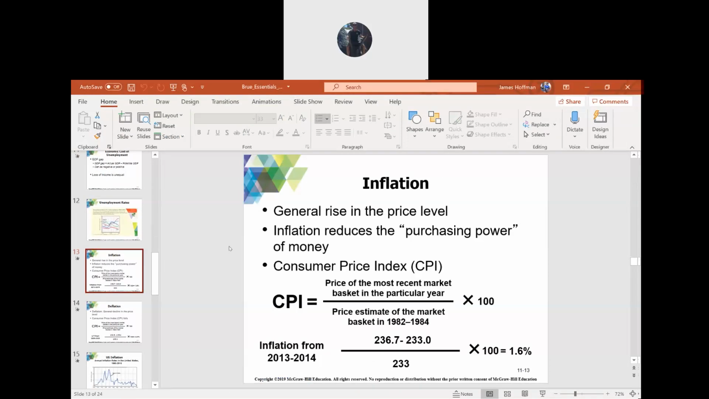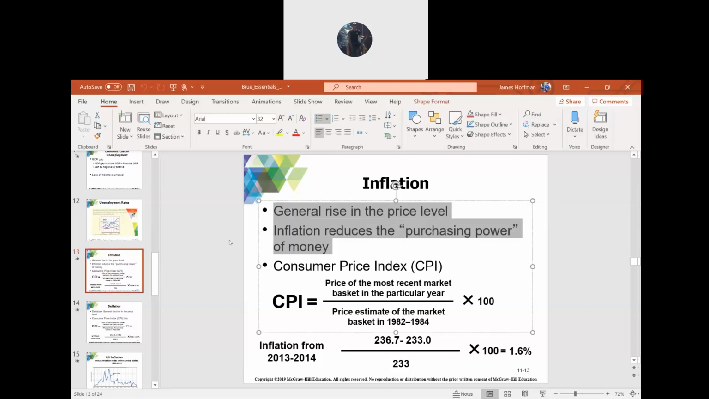All right, so inflation by definition is just a general rise in the price level. And inflation by definition also reduces the purchasing power because if you have the same amount of income and the prices of goods and services go up, you can buy less. So inflation is bad unless your income also goes up.